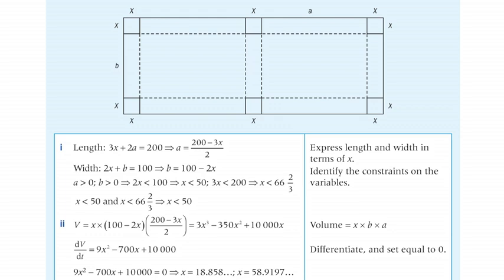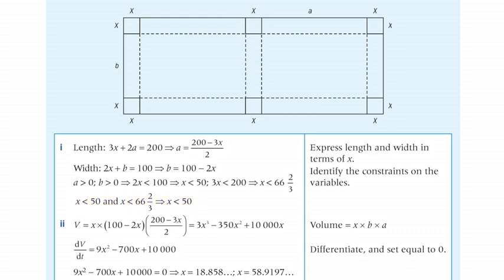Width: 2x plus b equals 100 implies b equals 100 minus 2x. Since b must be greater than 0, 2x must be less than 100, or x must be less than 50. Taking both constraints together, x less than 50 and x less than 66 2/3, the x value satisfying both inequalities simultaneously is x less than 50.